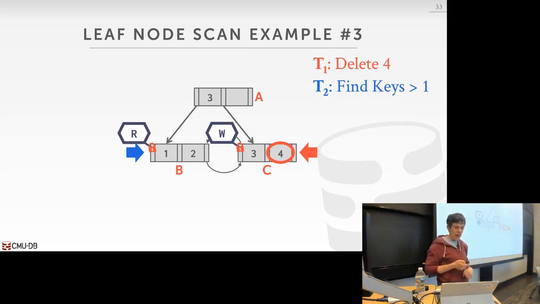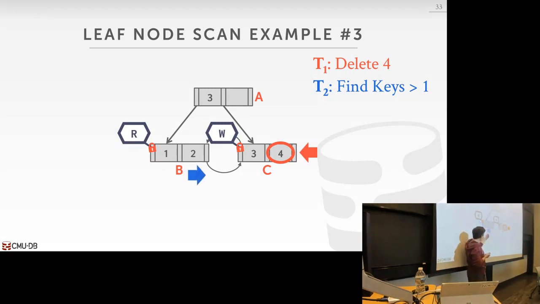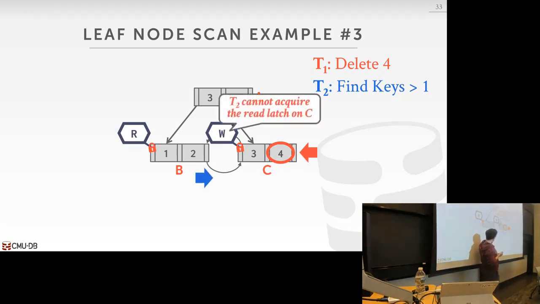So now let's say that T2 wants to scan across because it's finding all keys greater than 1. Before it can jump into C, it has to get the read latch on C. But it can't do that because the first thread has the write latch on this node. So what should happen?